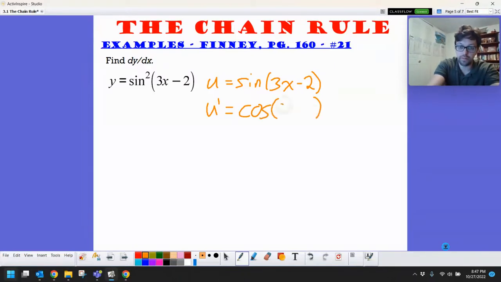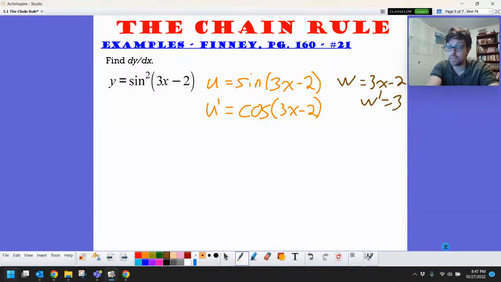Leave the inside alone. But that has an inside as well. There's a chain rule inside of this chain rule. So then we kind of have this w equals 3x minus 2, and this w prime, its derivative, is just 3. So this cosine of 3x minus 2 also gets multiplied by a 3. We get a chain rule in this chain rule.